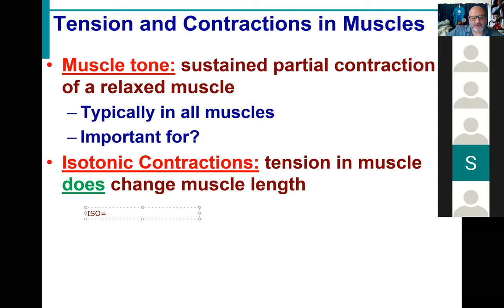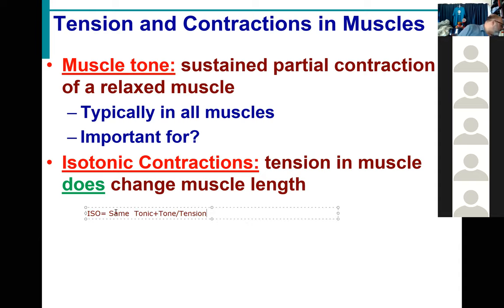What does iso mean? Same, excellent. Iso means same. And in this case, tonic refers to the tone or the tension that needs to be produced, all right? Think of it this way. If my goal is to move this pen through space, as I'm doing that contraction and lifting the pen, does the weight of the pen change when it's here versus when it's here versus when it's here versus when it was down here when I started? Anywhere along that path as I'm lifting it, does that pen's weight change?